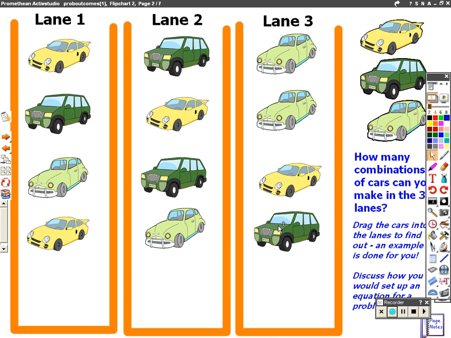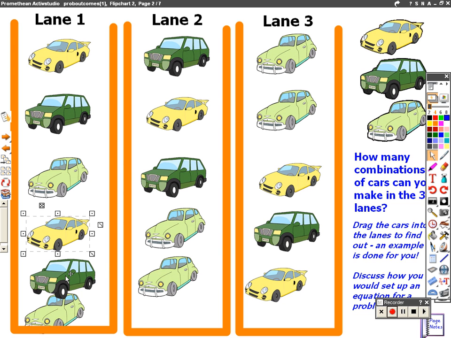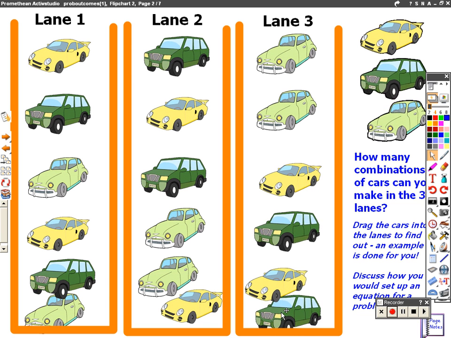I could do the SUV, the light green car, then the yellow car. Let's see, I could do the light green car starting it off again, and it could be followed by the yellow sports car, and then the green SUV. And so each one of these is a different order.